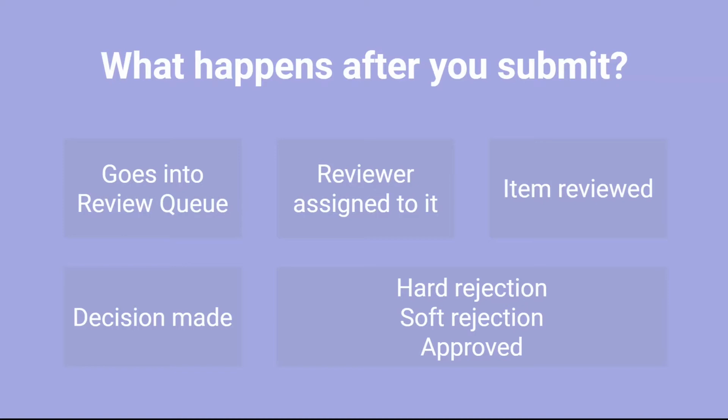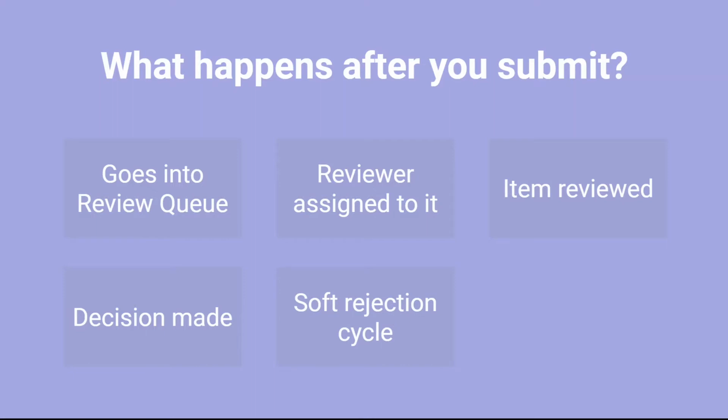Now, I'm assuming most of you know the difference between soft rejection and hard rejection, but very quickly, a soft rejection is one that's close to being approved, that with some changes we feel will make it over the line. A hard rejection is something where it's a long way from the line and we don't feel that it can make it there without basically being changed so much that it's essentially a new item.